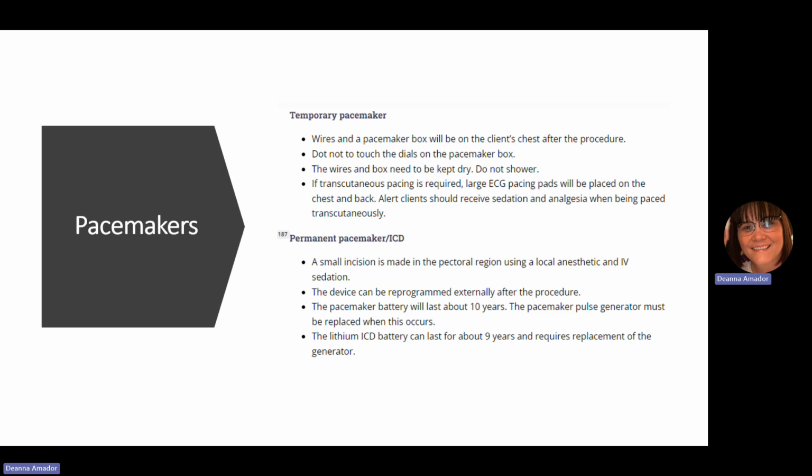A permanent pacemaker is where they typically take the patient to cath lab, make an incision, and permanently implant a pacemaker or an ICD, which is an internal cardiac defibrillator, into the patient's chest. Those last for a period of time. It says here the batteries last around 10 years, then they have to go in and replace the generator and things like that. But that's a permanent pacemaker.